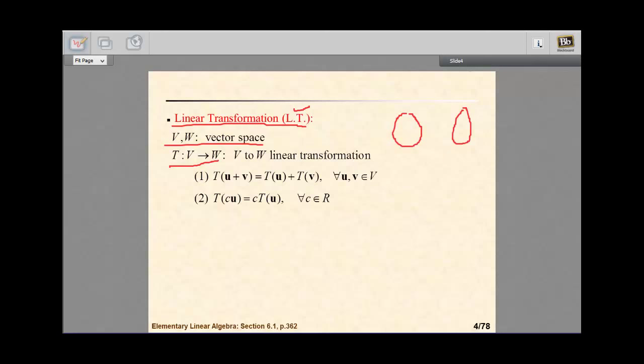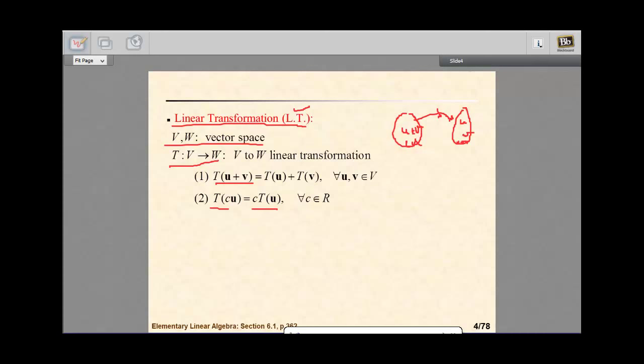The first property is that the transformation of u plus v, where u is in V and v is in V, is equal to the transformation of u plus the transformation of v. And similarly, the transformation of cu is equal to c times the transformation of u.